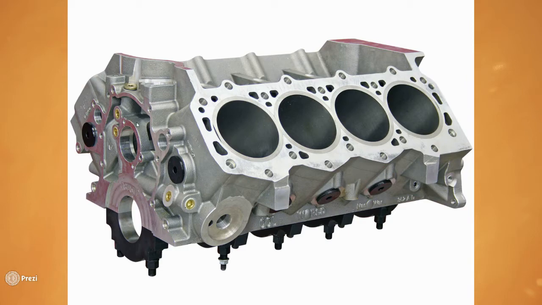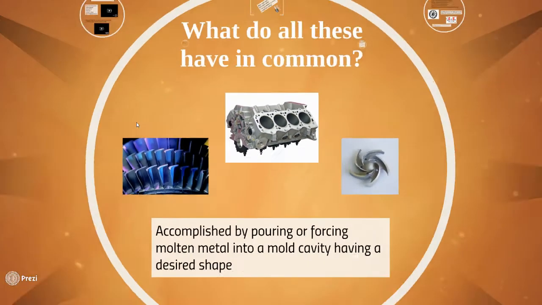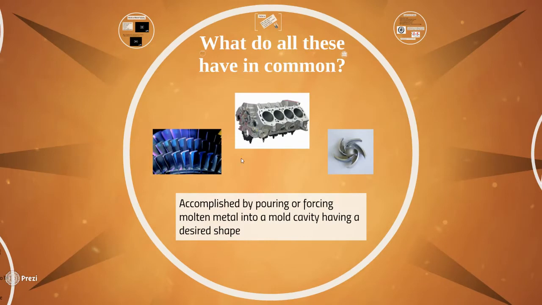So how are they all made? Obviously, this presentation is on casting, so they are all made by casting processes. The basic definition of casting is when you pour or force molten metal into a mold cavity that has a desired shape. You allow that molten metal to cool, and ta-da, you have your product.